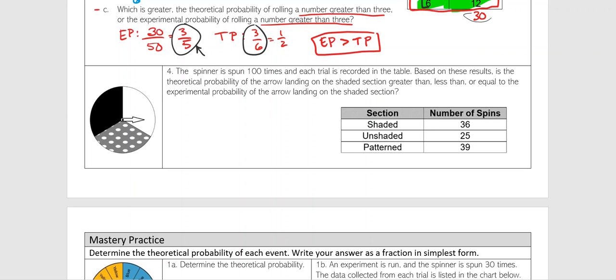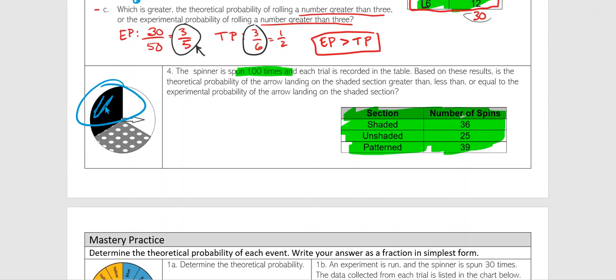All right, for our last question here, we have this spinner on the right-hand side, 3 total options. It is spun 100 times. All right, so we are doing an experiment. Each trial is recorded in the table. All right, so this is our data. Based on the results, we want to know, is the theoretical probability of the arrow landing on the shaded section, so this one right here, greater than, less than, or equal to the experimental probability of the arrow landing on the shaded section. So go ahead and pause the video and try this one on your own.